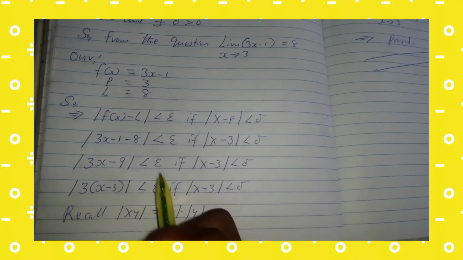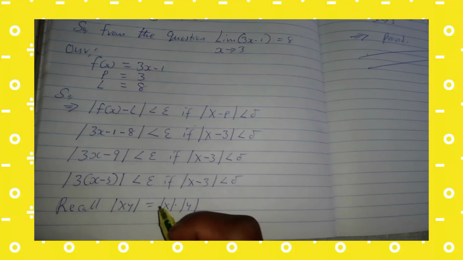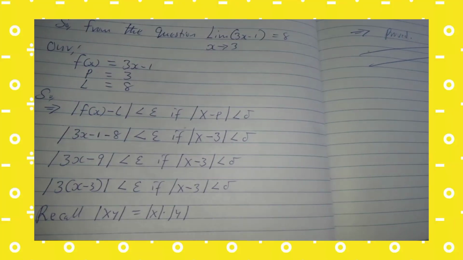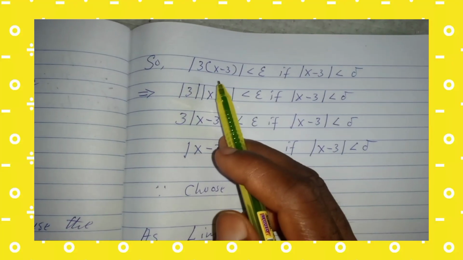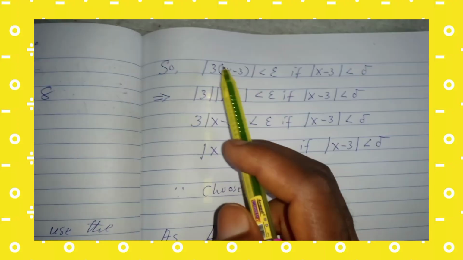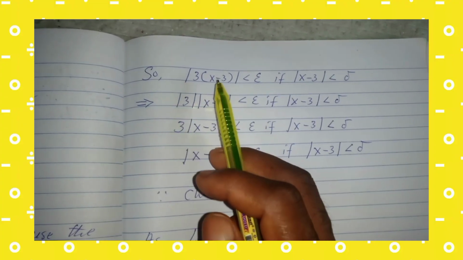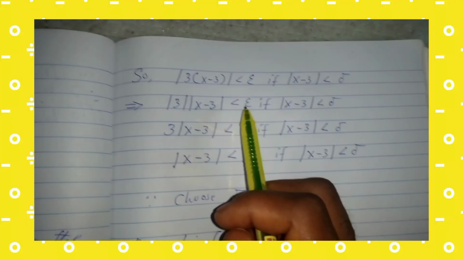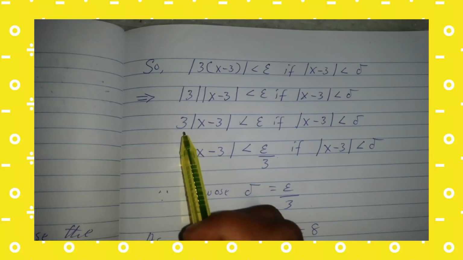Now recall that in real analysis, the magnitude of x times y is the same thing as the magnitude of x times the magnitude of y. So in this case, we expand this also. From 3 bracket x minus 3, we expand it based on the magnitude of x times y as the magnitude of x times the magnitude of y. We have the magnitude of 3 times the magnitude of x minus 3 is less than epsilon if the magnitude of x minus 3 is less than delta. Now, we know that the magnitude of 3 is 3.